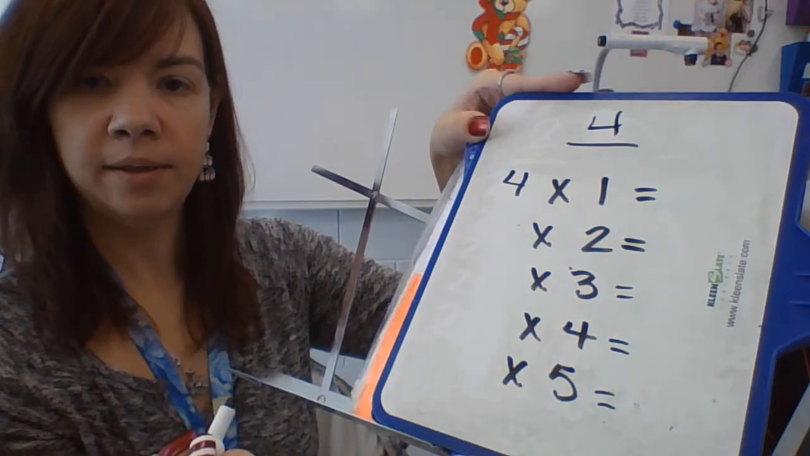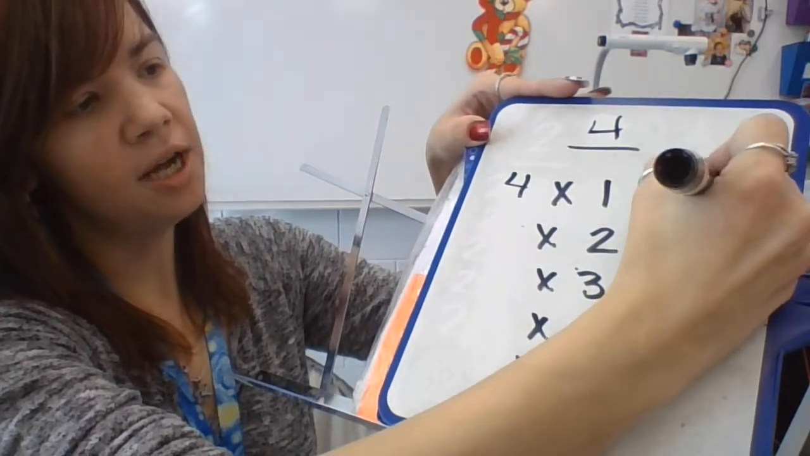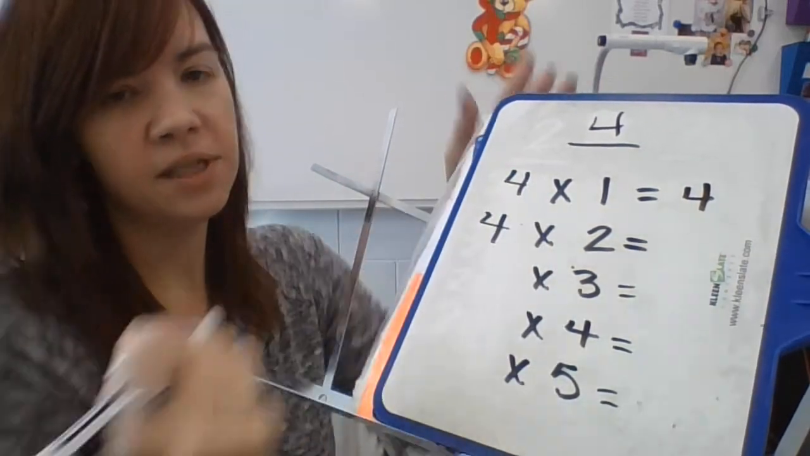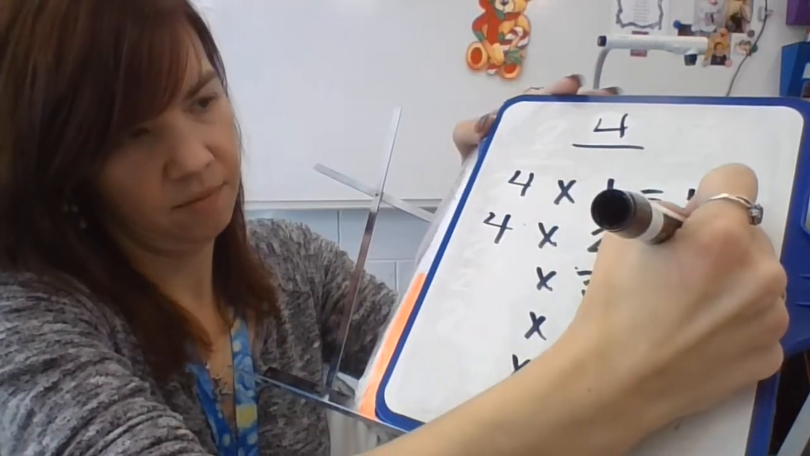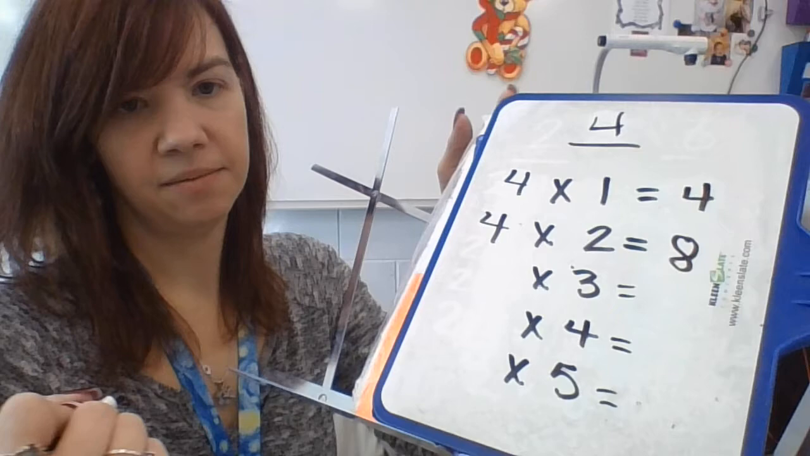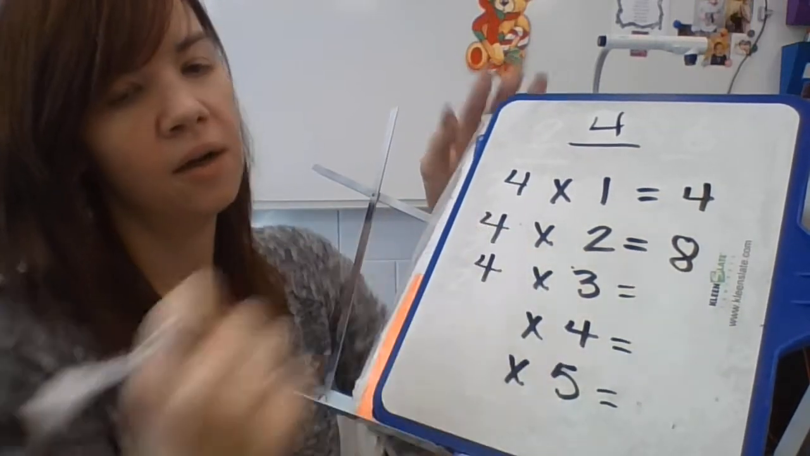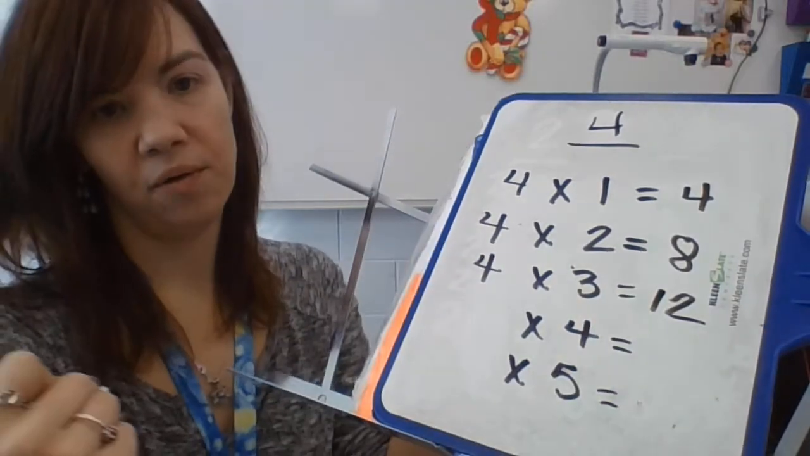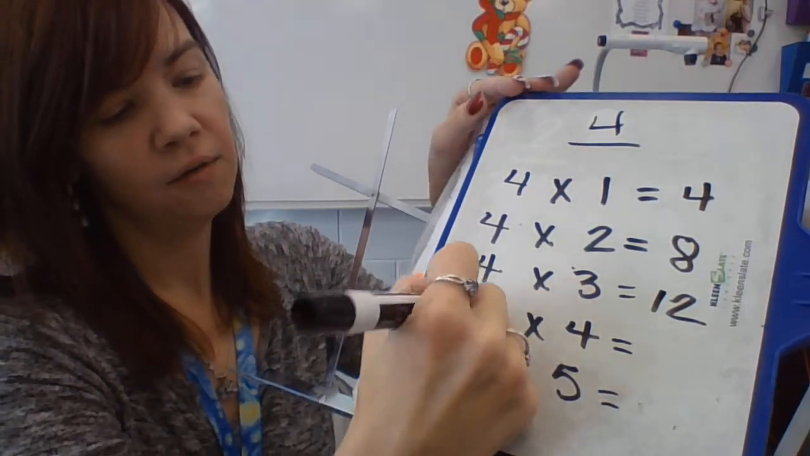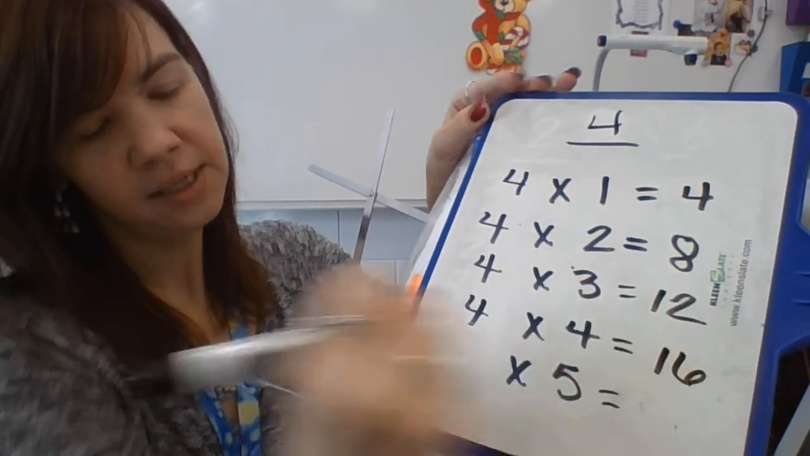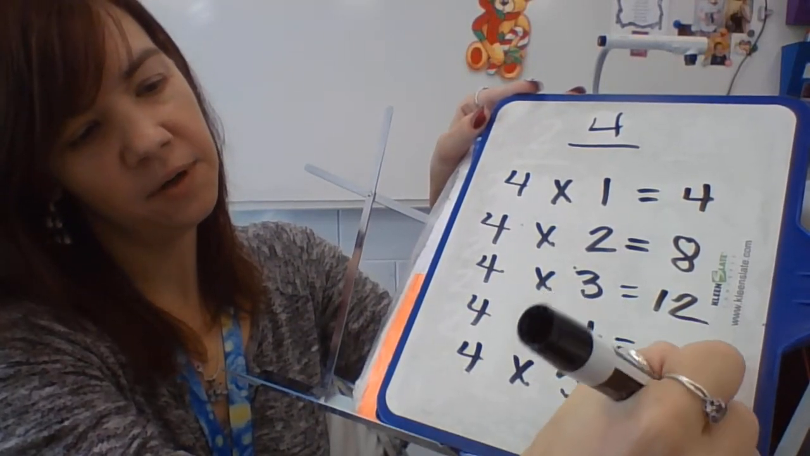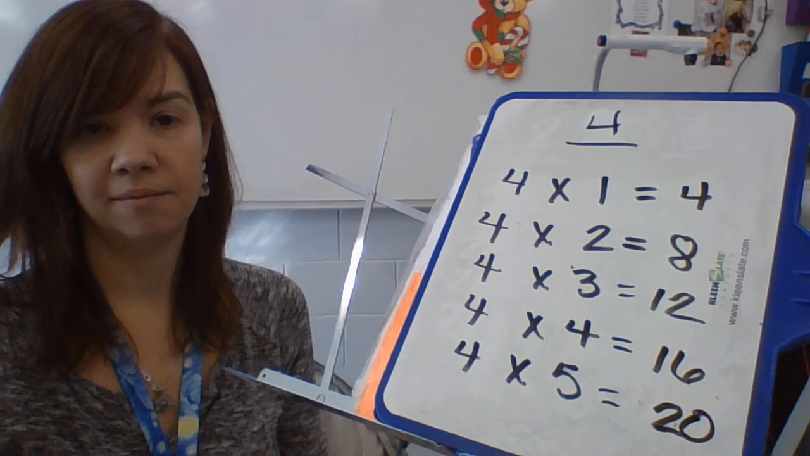So 4 times 1. Good job. 4. 4 times 2. 8. 4 times 3. 12. 4 times 4, 16. And 4 times 5 is 20.